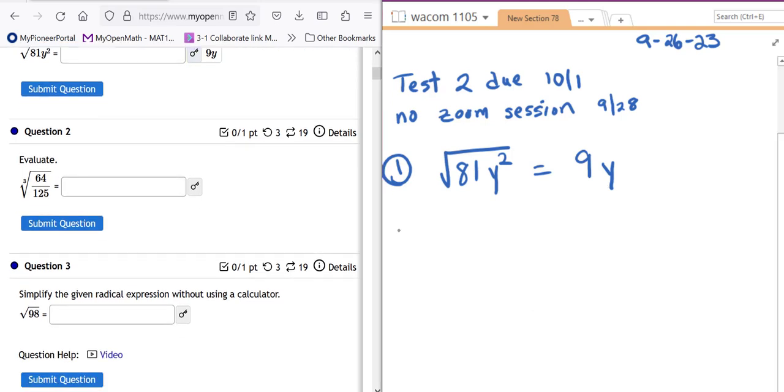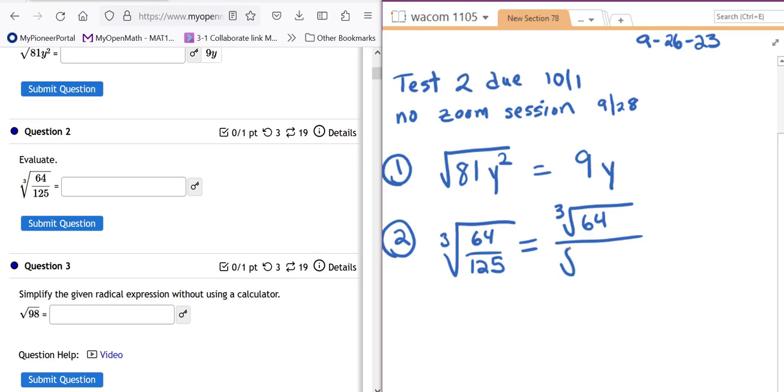Question 2 has a cube root, and it has a fraction underneath. You can always look to see if there's something in common in here. You could reduce first, but there is not. So we'll break it apart and make two radicals. Cube root of 64 and cube root of 125. These are both perfect cubes.